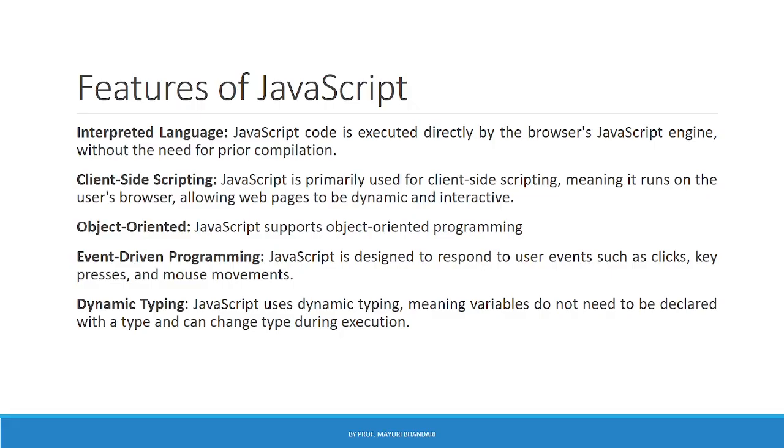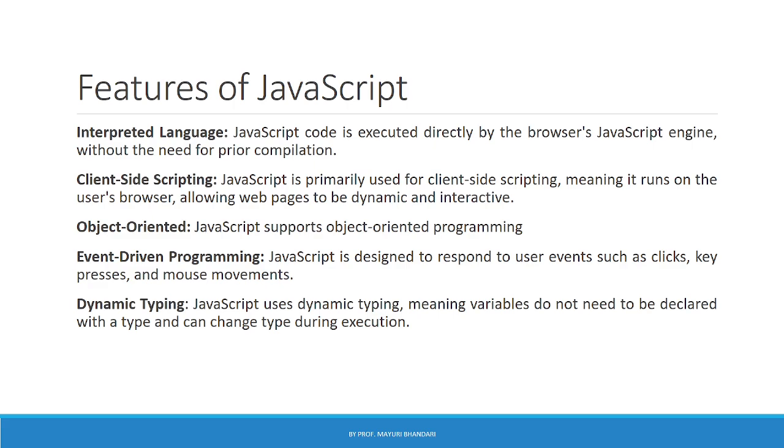In this unit, the first important topic is features of JavaScript. So in features of JavaScript, first feature is JavaScript is an interpreted language. JavaScript code is directly executed by browser's JavaScript engine. You don't need to compile it, so it is called as interpreted language.